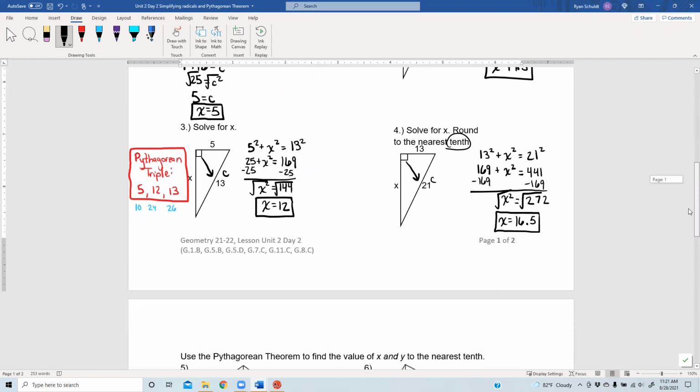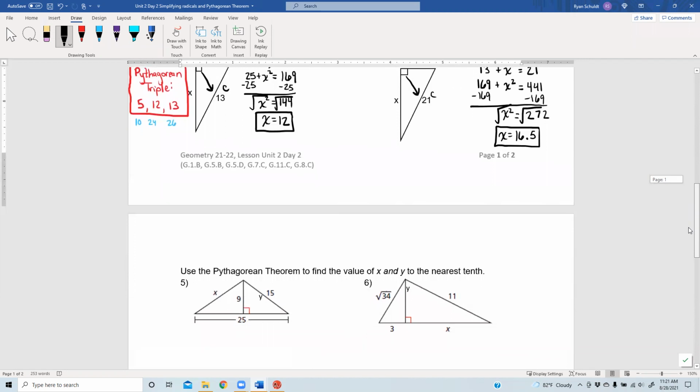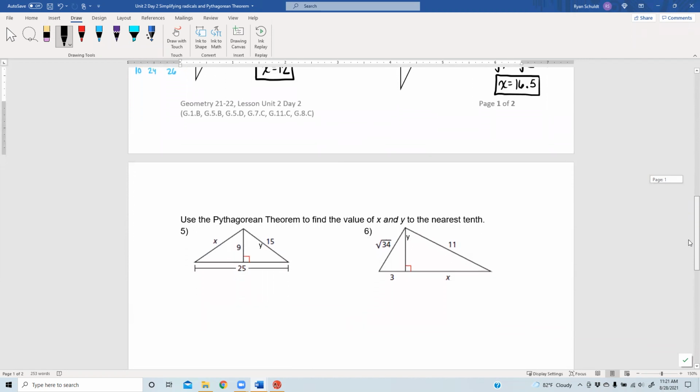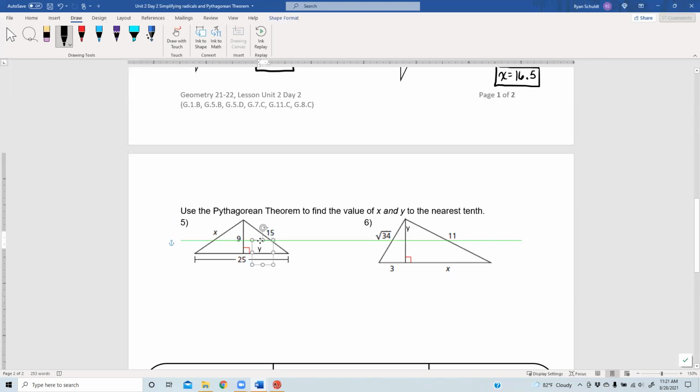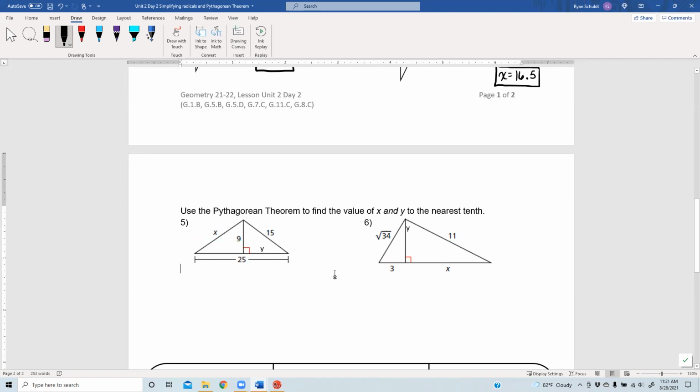Now let's go on to the back. We're still dealing with the Pythagorean theorem. I do not know why this y is so far up here. Let me fix it. Good, down there. Okay. So they want us to use the Pythagorean theorem to find the value of x and y.